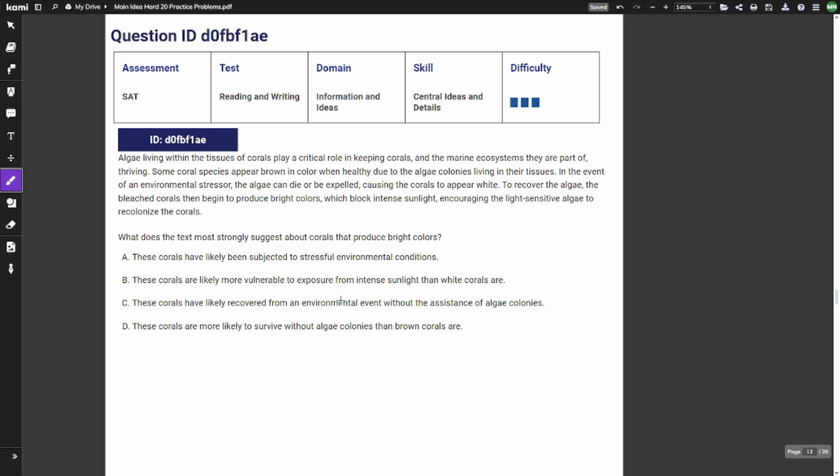Question number 13. Once again, feel free to pause and read. Alright, so here the question is asking us, what does the text most strongly suggest about corals that produce bright colors? So first things first, let's summarize the text.